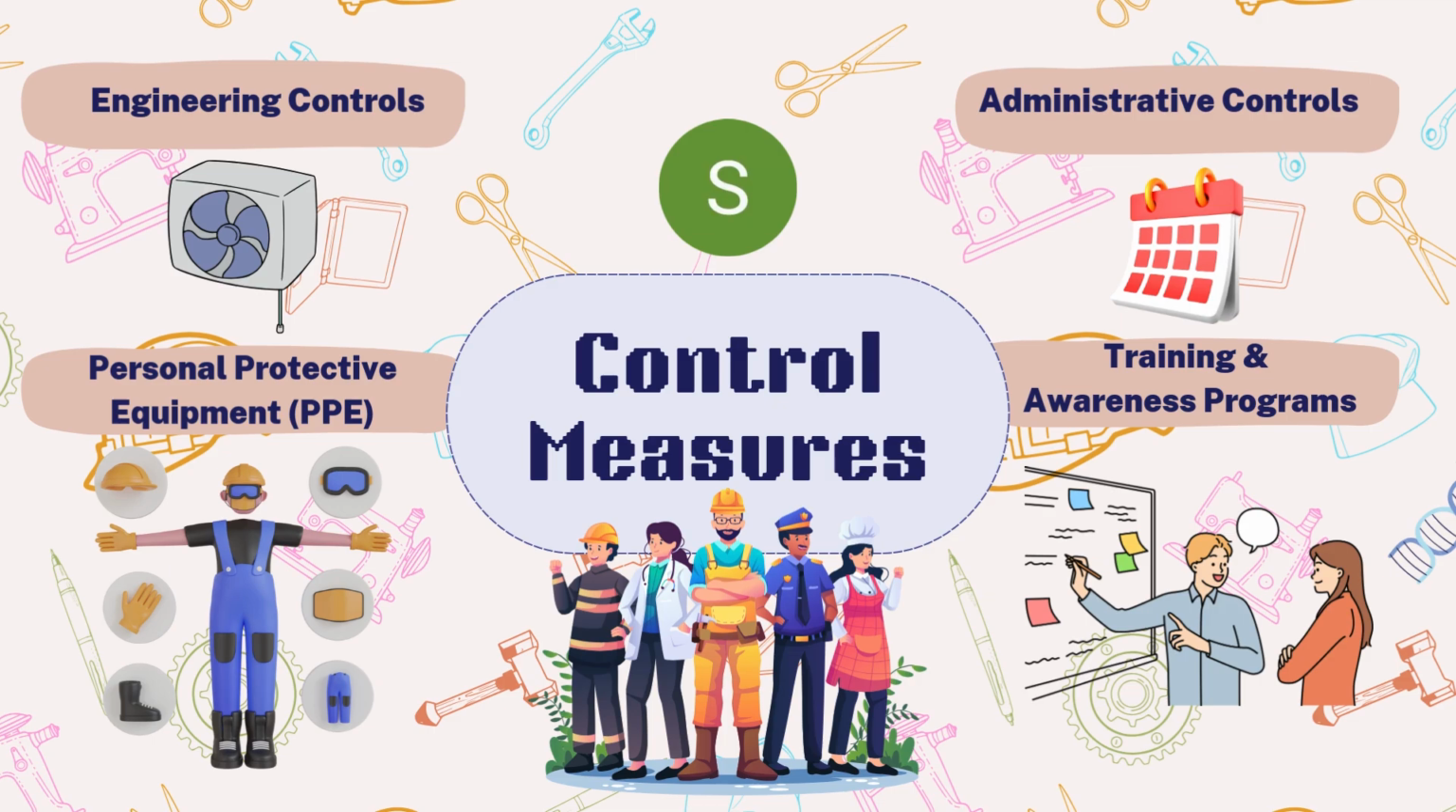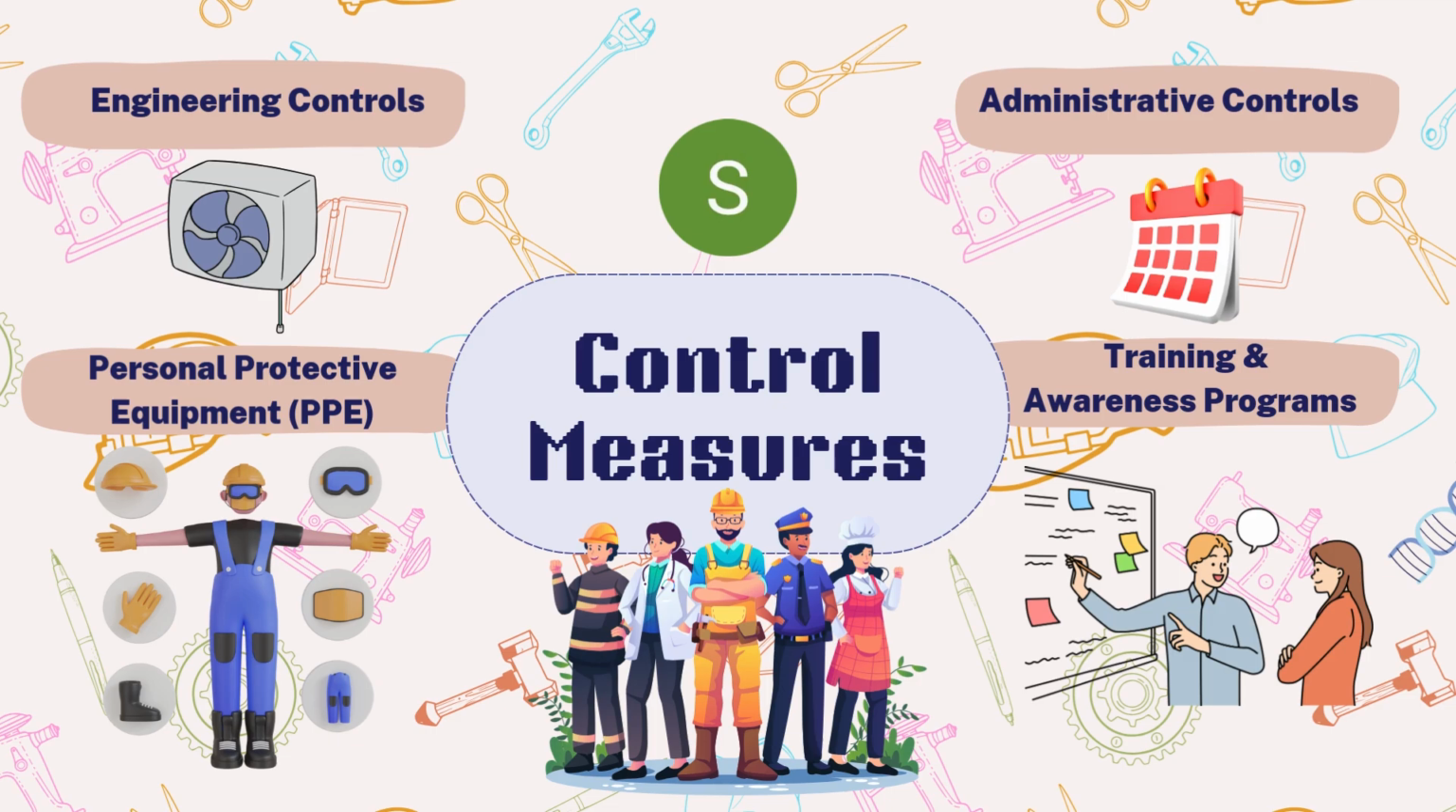So now, let's talk about how we can control or reduce occupational exposure. Basically, there are a few main ways to do this. First, we have engineering controls. These are things we can add or change in the workplace to make it safer. For example, using a good ventilation system to keep the air clean.